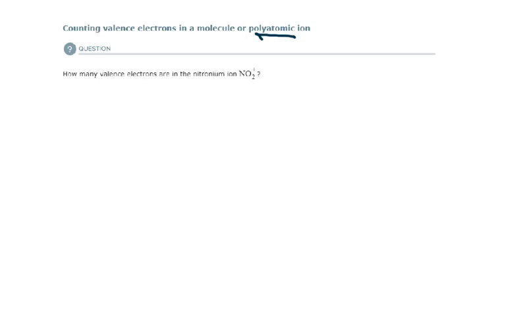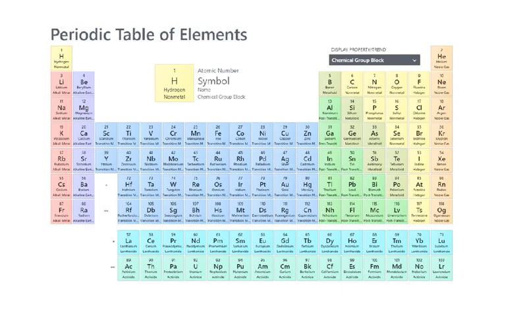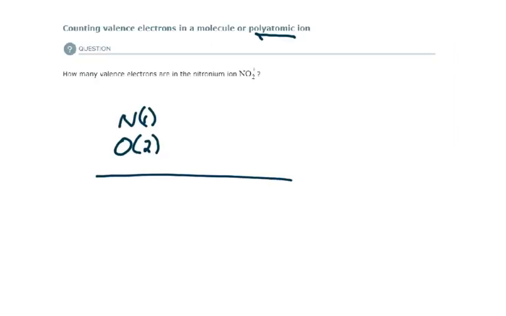So what kind of atoms do I have in this polyatomic ion? Well, I have a nitrogen atom, and I have two oxygen atoms. So I have two of those and one nitrogen atom. Okay? Well, how many valence electrons does each nitrogen atom bring to the table? Here. Group 1A, 2A, 3A, 4A, 5A. So 5 valence electrons for that one nitrogen atom.